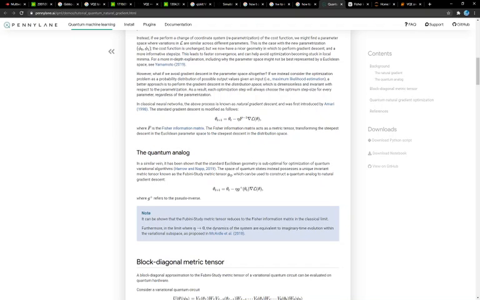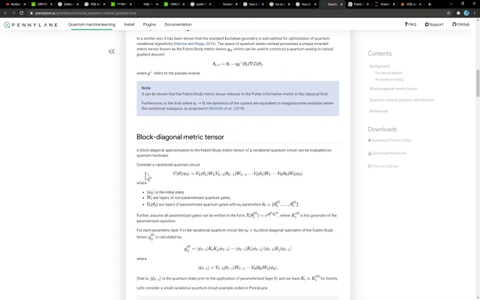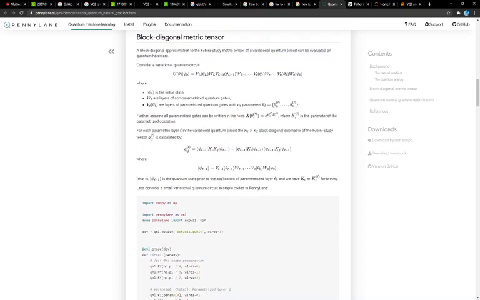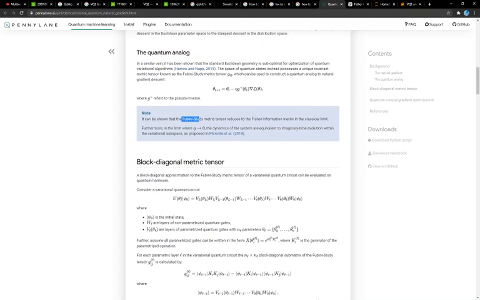The quantum analog. In a similar vein, it has been shown that some sort of inverse, block diagonal metric tensor. Okay, so the idea is that because this is a matrix, you probably can implement it in a quantum computer. You can approximate that, and so that's it. That's interesting.